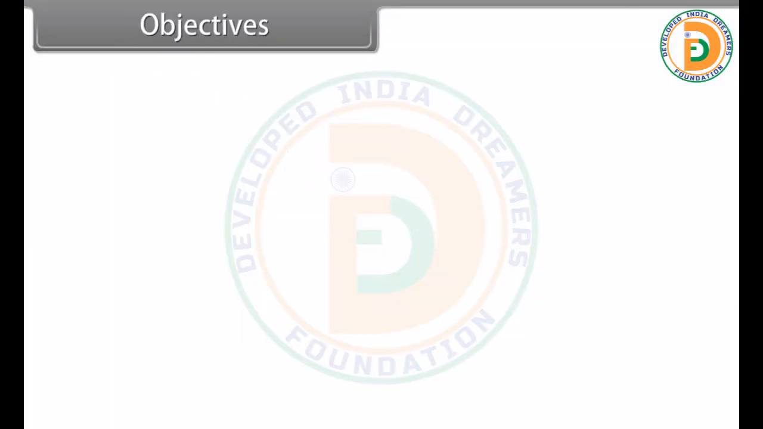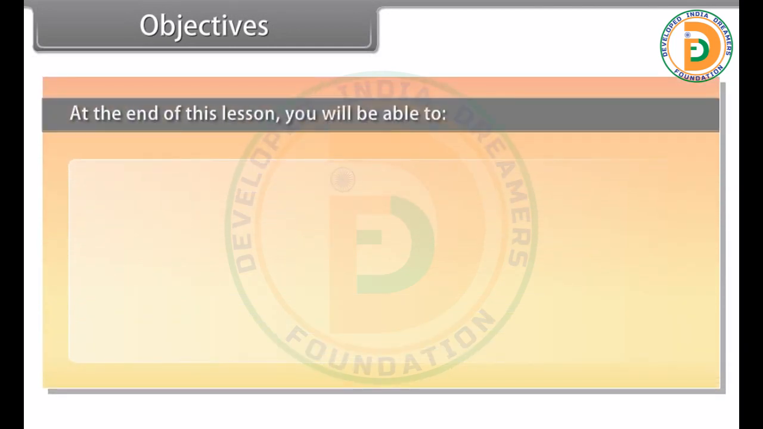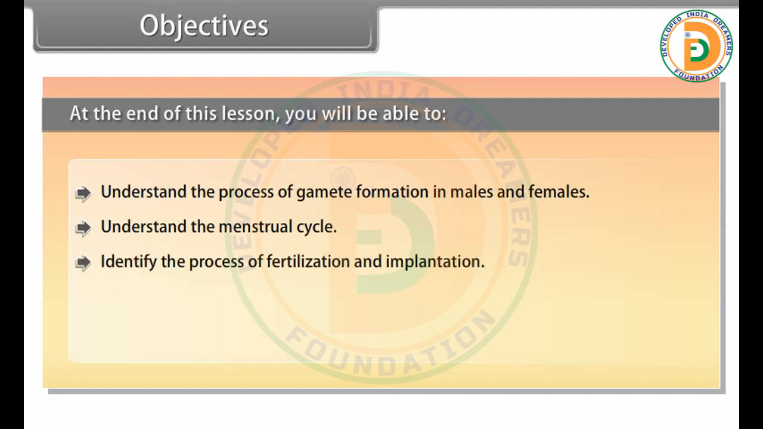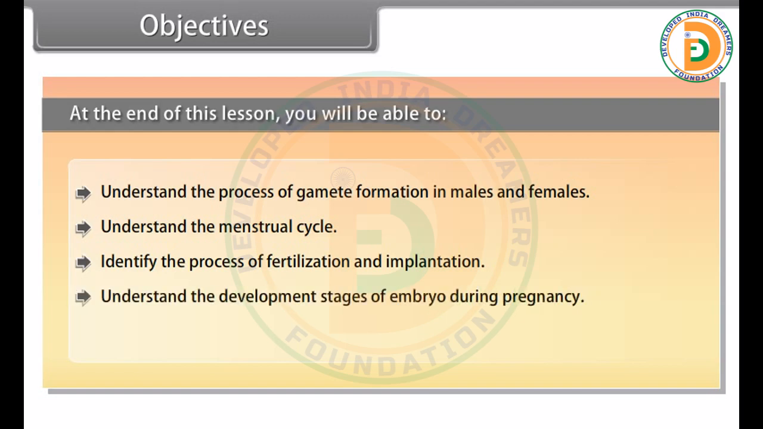Objectives. At the end of this lesson, you will be able to understand the process of gamete formation in males and females, understand the menstrual cycle, identify the process of fertilization and implantation, understand the development stages of the embryo during pregnancy, and understand parturition and lactation.